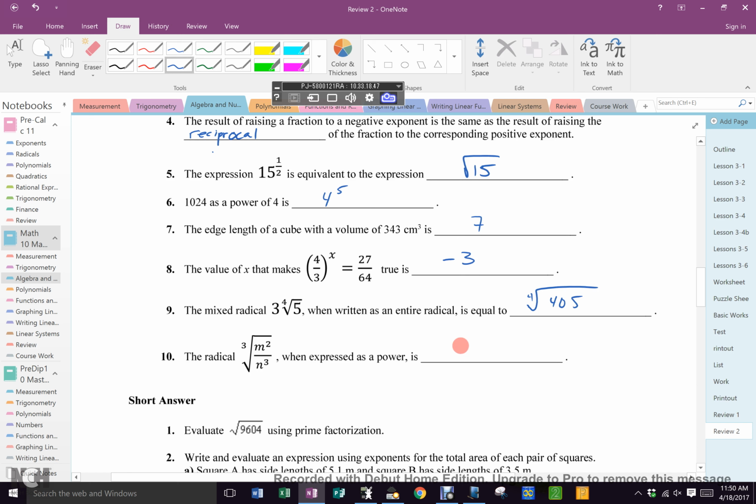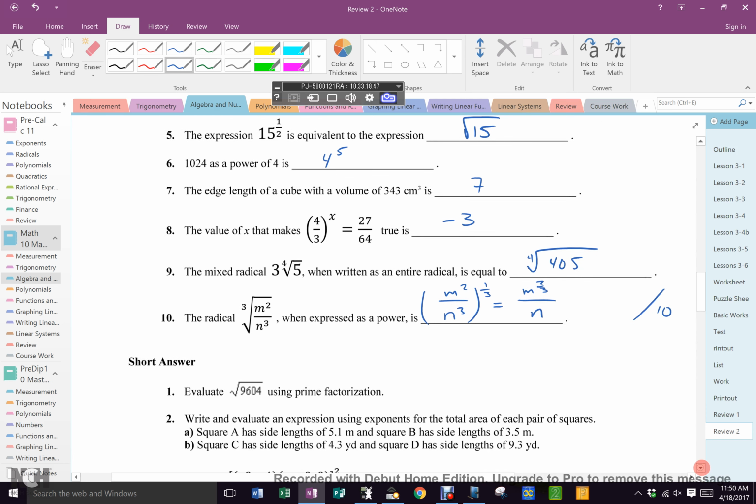And that is m squared n cubed all to the 1/3. I will also accept m to the 2/3 over n. Both of them are acceptable. And all that's out of 10. So you guys can keep track. Is everybody good to there?